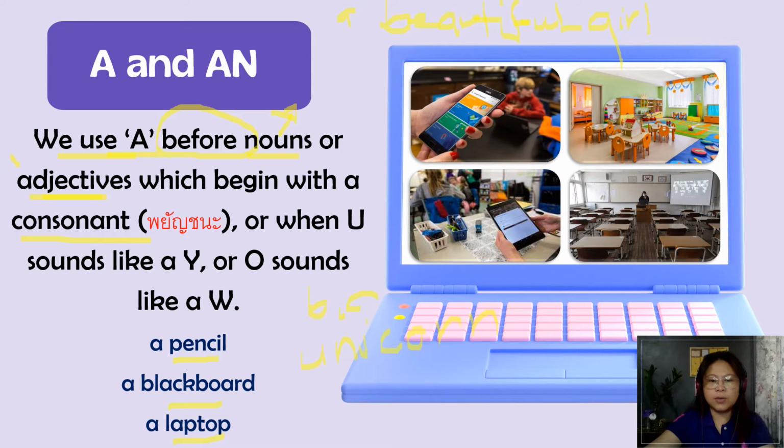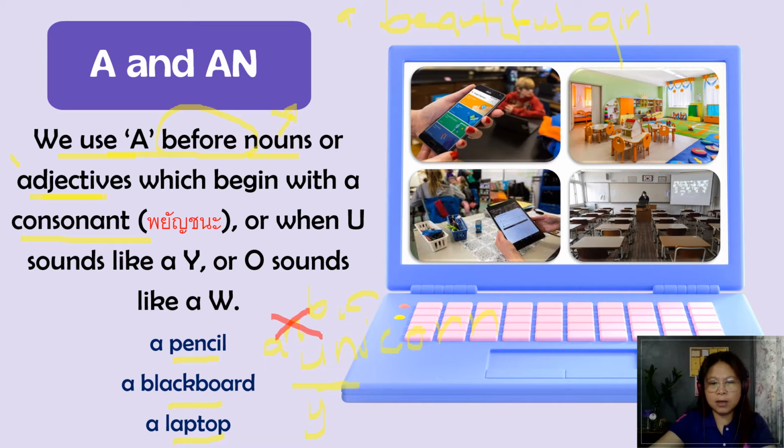Unicorn. So we put a, because u sounds like y and not a vowel sound. So a unicorn. We don't say an, we say a. A unicorn, a pencil, a blackboard, a laptop.